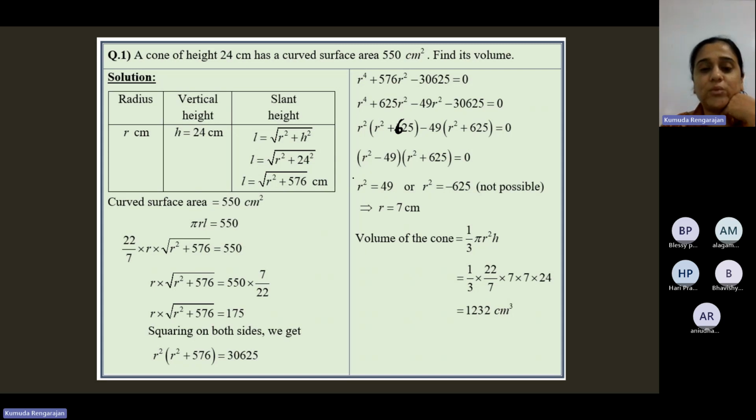So after this, you should equate R square minus 49 is equal to 0, or R square plus 625 is equal to 0. So you will get R square is equal to minus 625. That's not possible. R square is equal to a negative value is not possible. So leave that. So here R square is equal to 49, R is equal to 7. So R is 7. We found the radius. Radius is 7. So now find the volume.